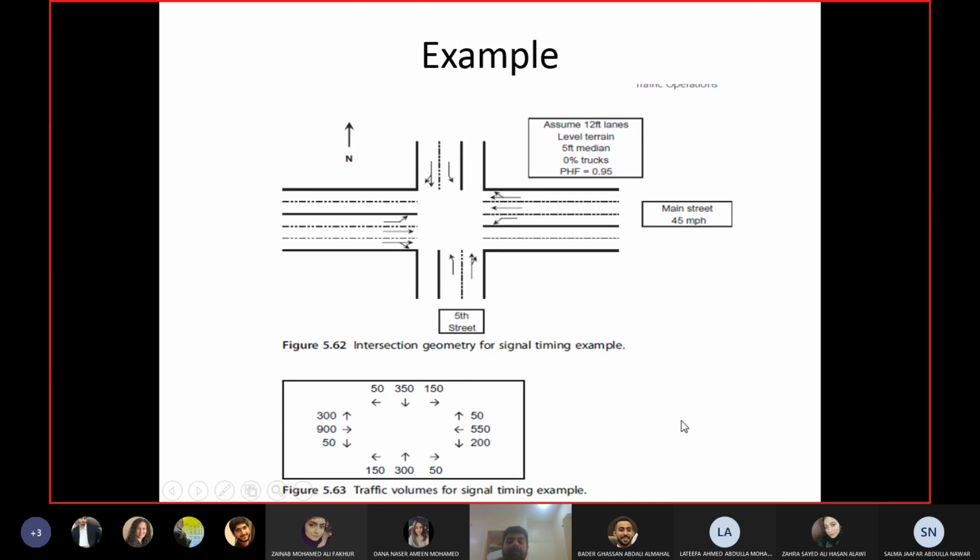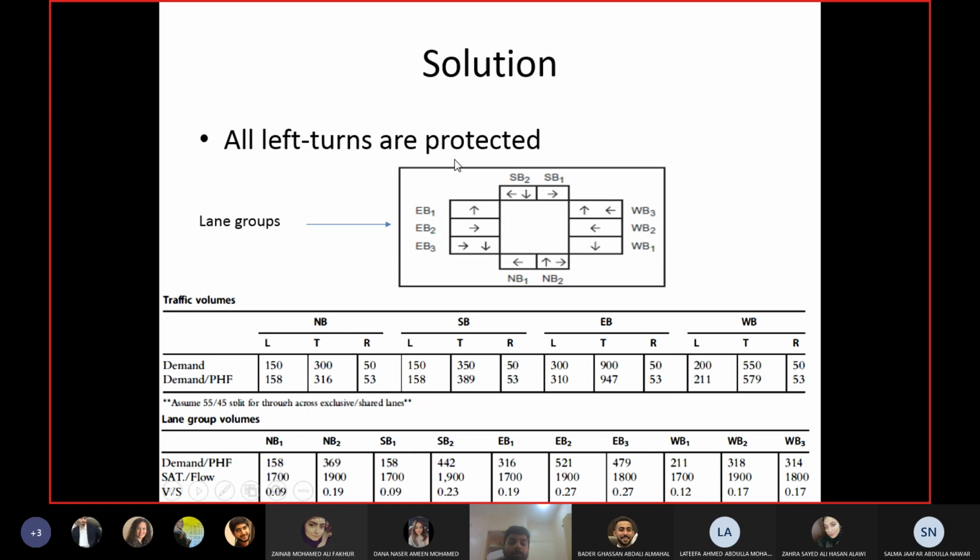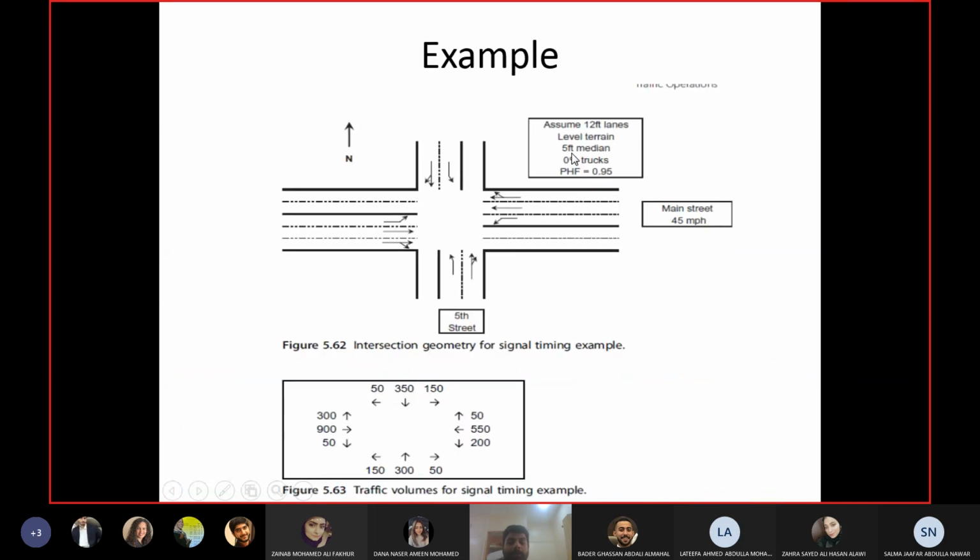Now the first thing we have to do is identify the left turnings, whether they should be permissive or protected. So here they are saying it should be protected. Okay, as I said, in this example, I've already shown you the criteria. If you want, you can apply the criteria.